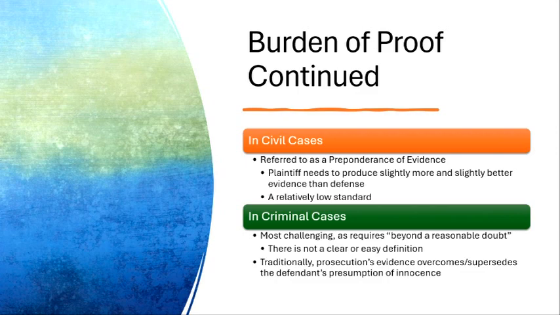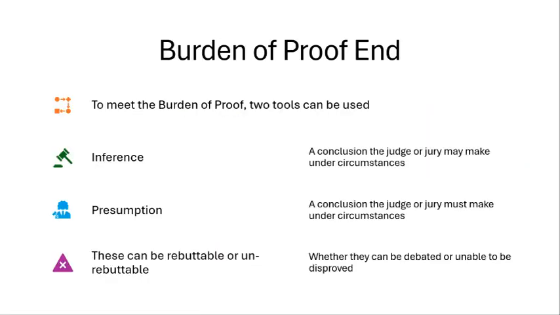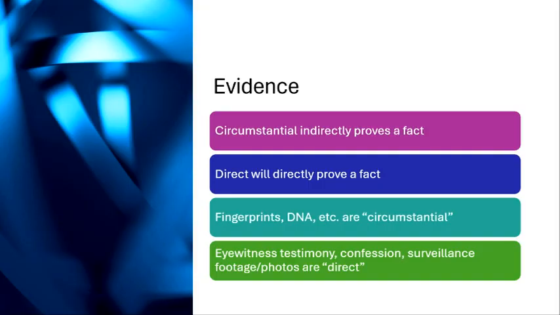Again, in civil cases, a preponderance of the evidence is the burden of proof, and it's a relatively low standard, whereas in criminal cases, it's the most challenging level, beyond a reasonable doubt. There is not a clear or easy definition of what that looks like. The best I've heard is 98% of the evidence proves it. 98% sure. We're talking really high standards. And remember, to meet the burden of proof, we have to use inference and presumption, where we have to make conclusions, and we can make conclusions. The whole point is to figure out whether the point can be proven or disproven.